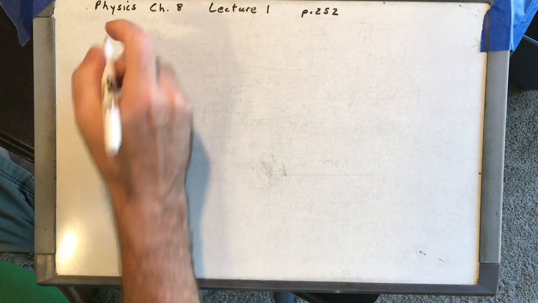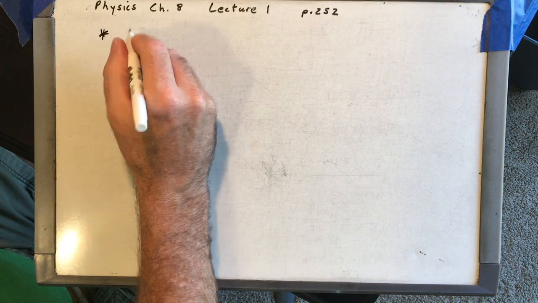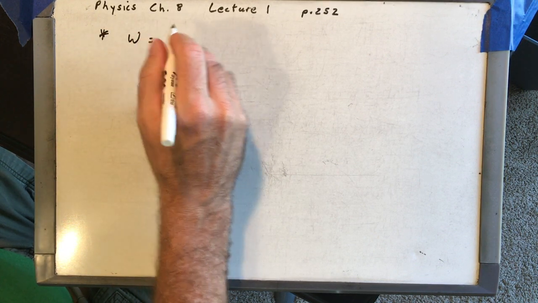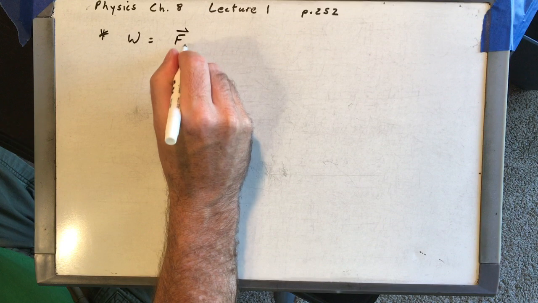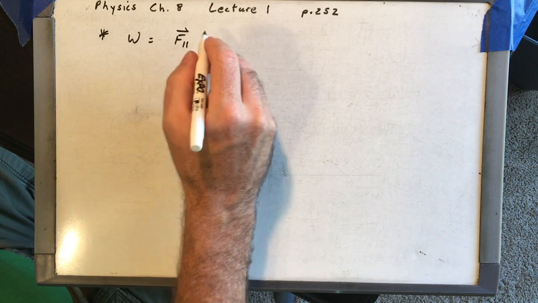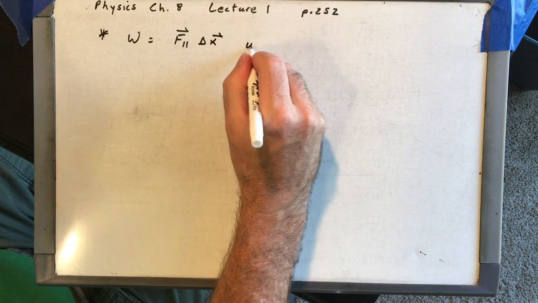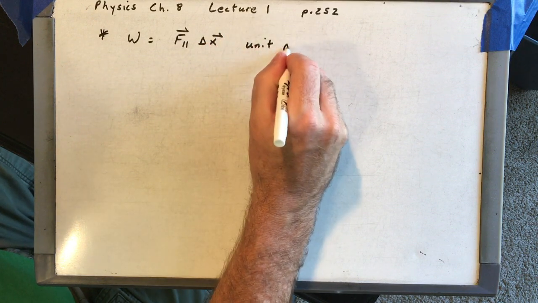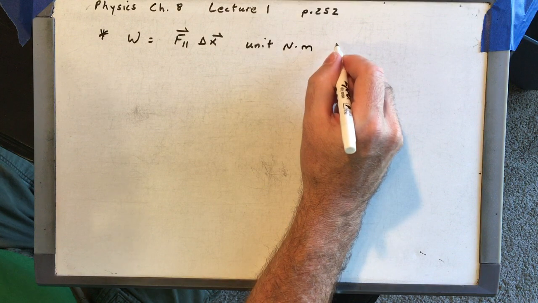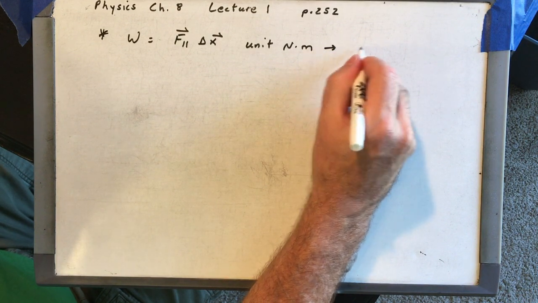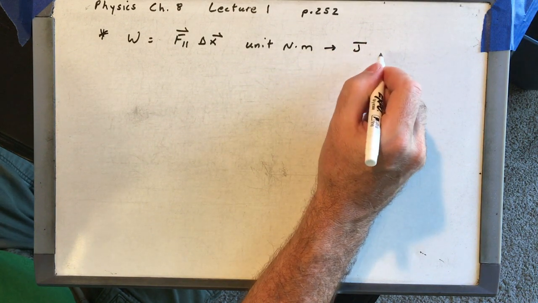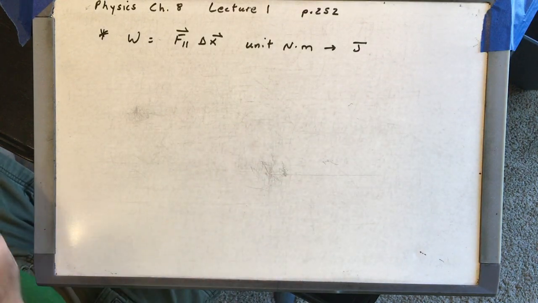Okay, so the work equation. This one you'll end up memorizing. Work is equal to the force parallel to the motion times the displacement, delta x. The unit is Newton meters, and that is the same thing as a joule. So you'll be using joules.